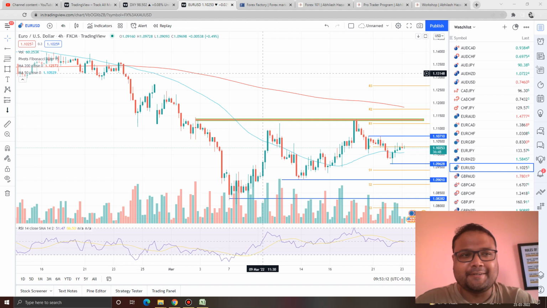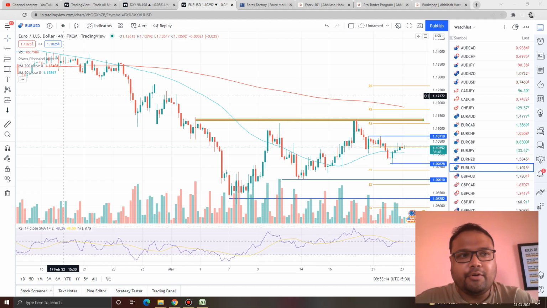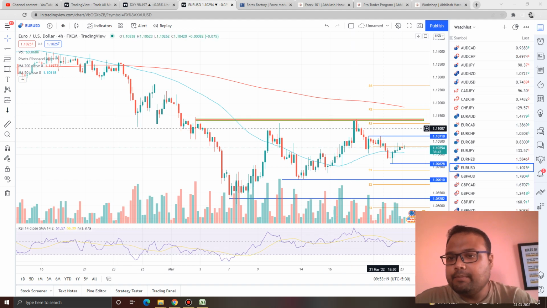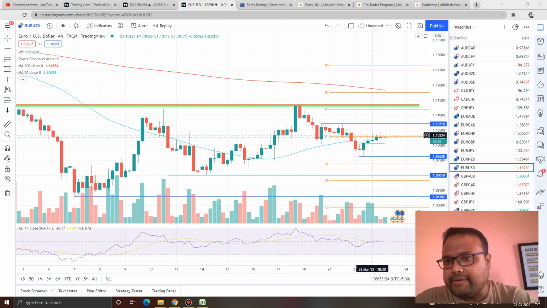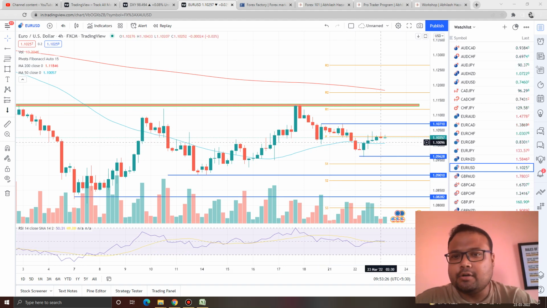So let's get started. This is the 4-hour chart of Euro USD in front of us right now, and right now market is trading at 1.1025. This is the current market price here. If you look at the last 4 or 5 candles, we can easily see that there is not much movement on the chart of Euro USD. In fact, all the Euro pairs are very dull as of now.